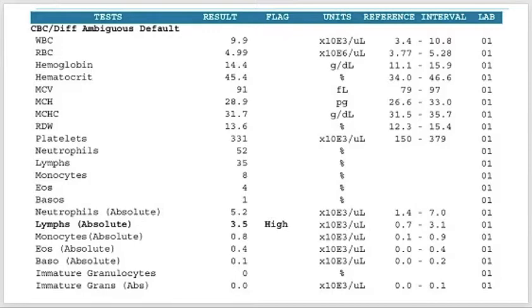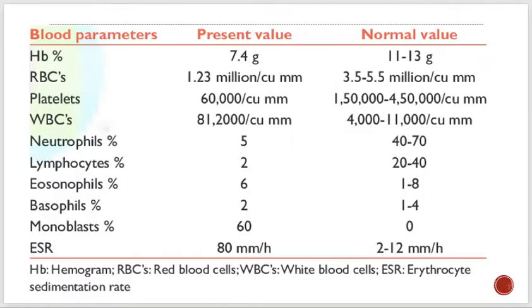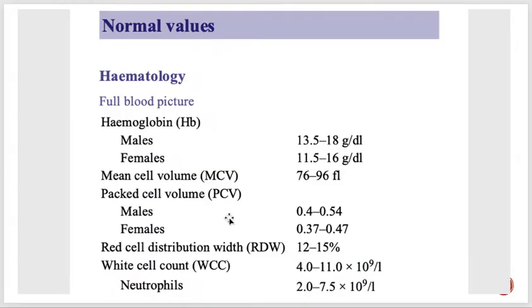Again, for example, the WBC count: here the reference value is 3.54 to 10.8, or you can say 3,400 to 10,800, which is quite near to this value, 4,000 to 11,000. The difference is just like 200. This one and this one are the same, of course, and this one is a little different. By the way, if you ask me what's the normal WBC count, my answer will simply be 4,000 to 11,000 cells per cubic millimeter. I remember this value.